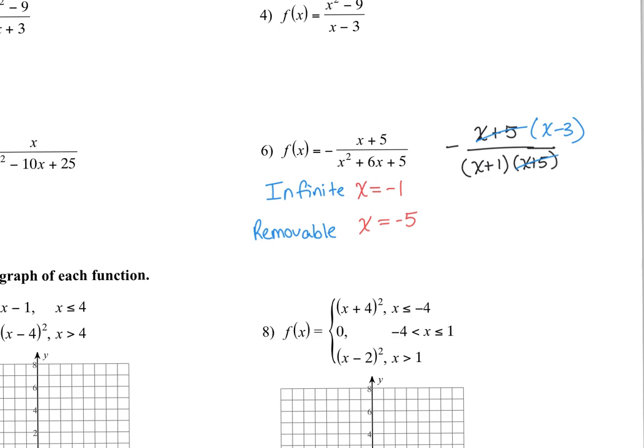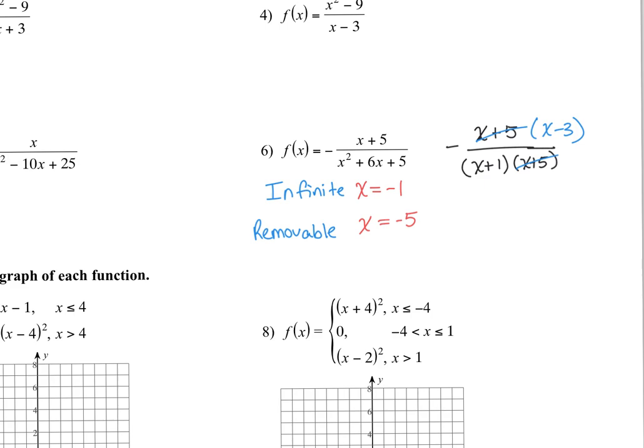Typically, those will happen for a piecewise function. That's where you're going to see a jump. You have removable. That's where you can factor and cancel it with something in the numerator. And then you have an infinite. That's where you're going to factor, but you cannot cancel it with anything in the numerator.